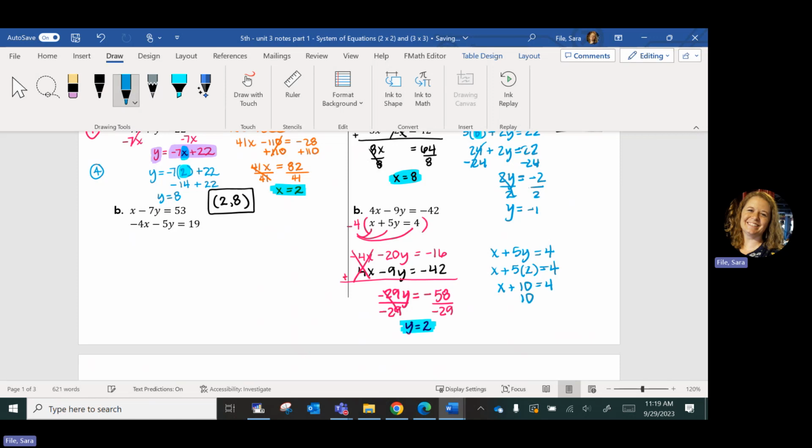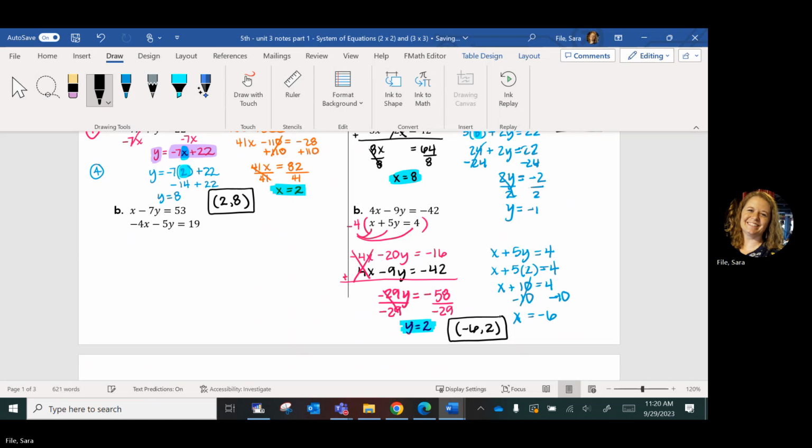I'm going to subtract the 10. And I get x is -6. So what is that as a solution? Very good. If I plugged those back into the original, they would both be true. If I graphed these, that's the point where they would intersect. That is the only point that would make both of those equations true. That is the only point that is on both of those lines. Are y'all following what a solution means?